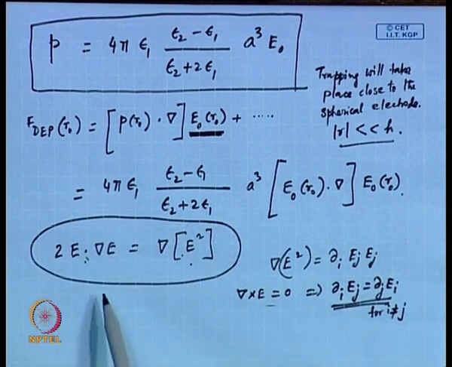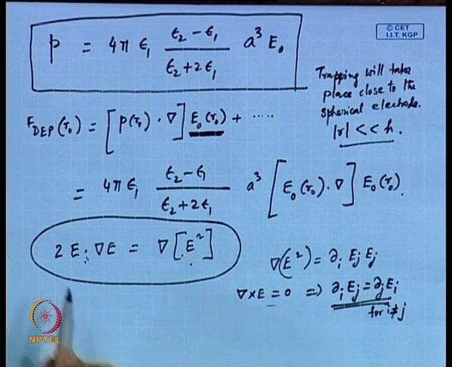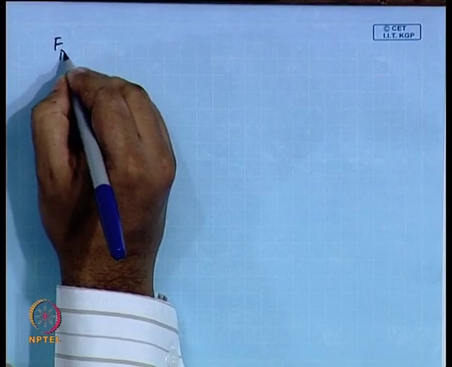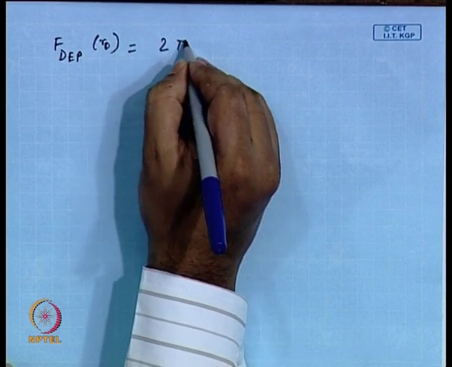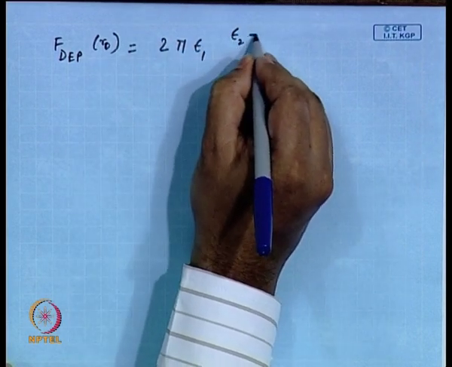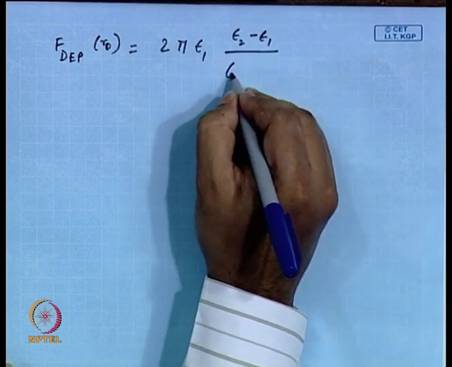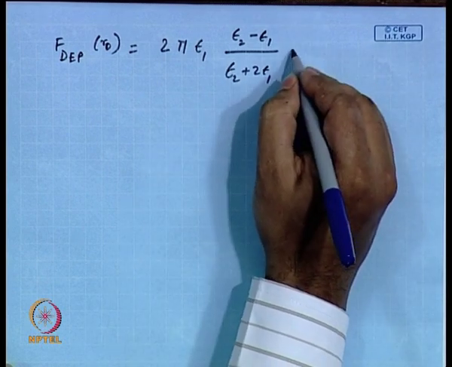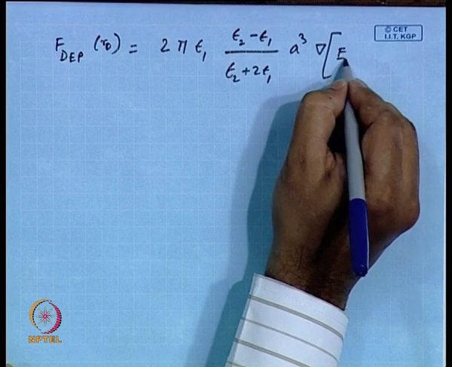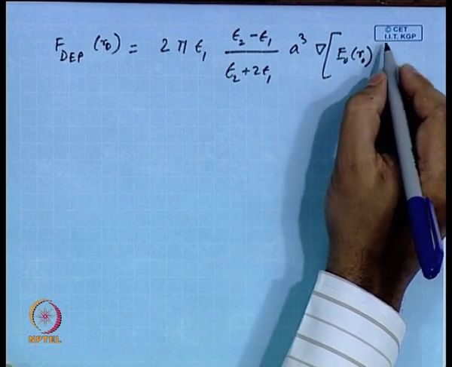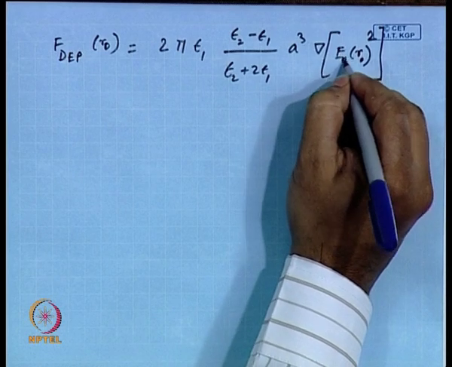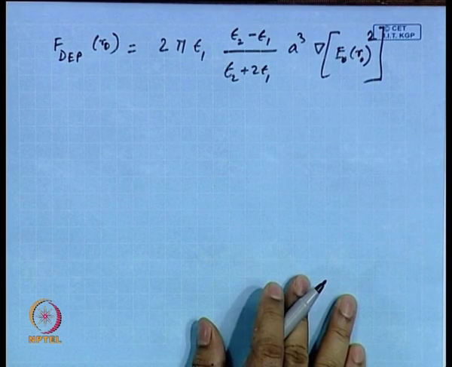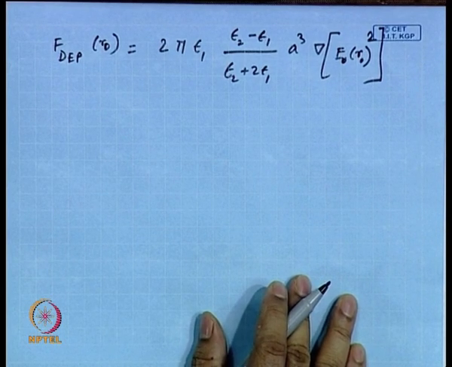So, this is an identity, and that identity needs to be used here to come up with the final expression for F DEP, which appears like this: F DEP at R0 is equal to 2 pi epsilon 1 times (epsilon 2 minus epsilon 1) divided by (epsilon 2 plus 2 epsilon 1), A cube, delta of E0 at R0 square. So, this is what you have for F DEP.